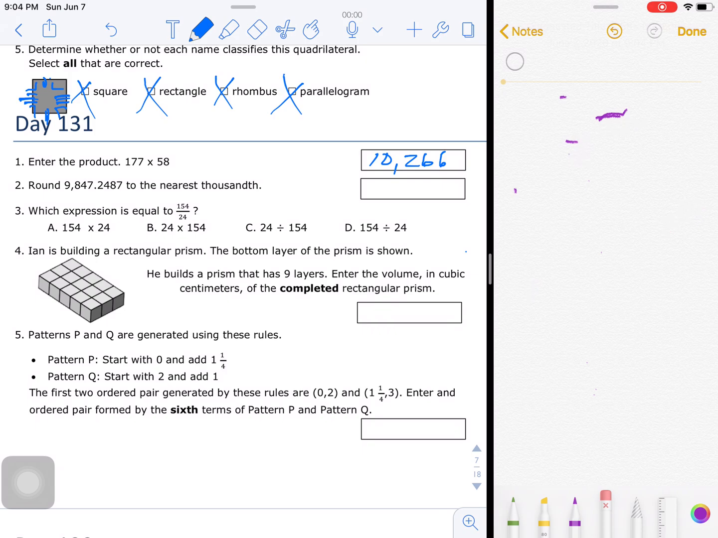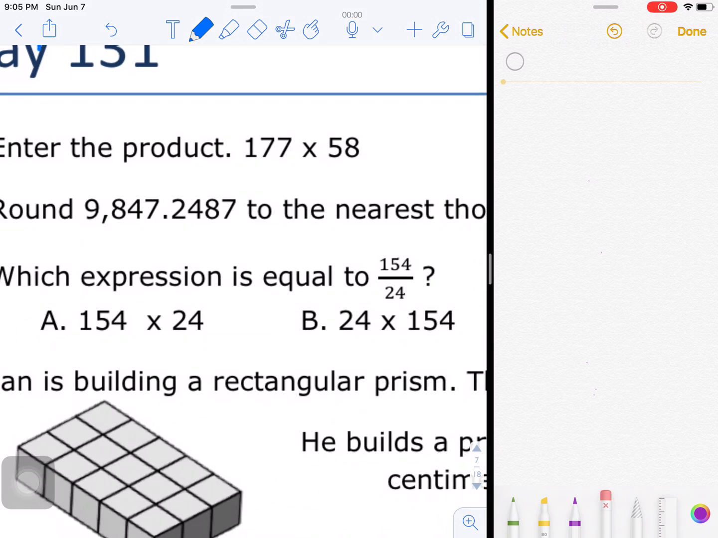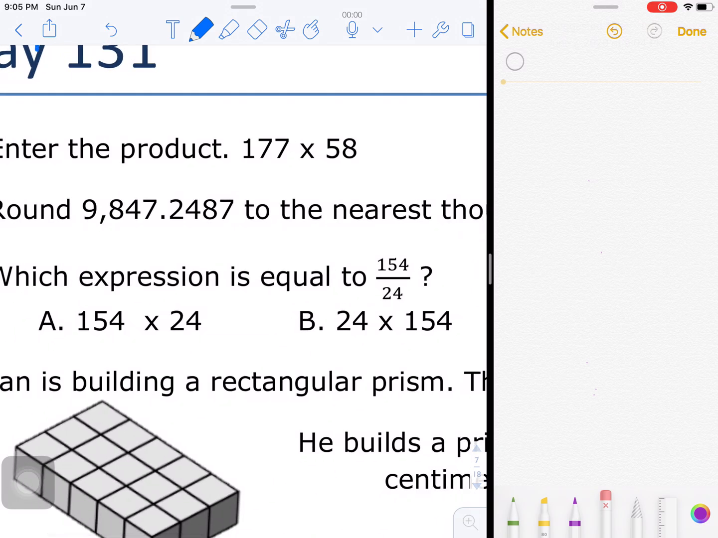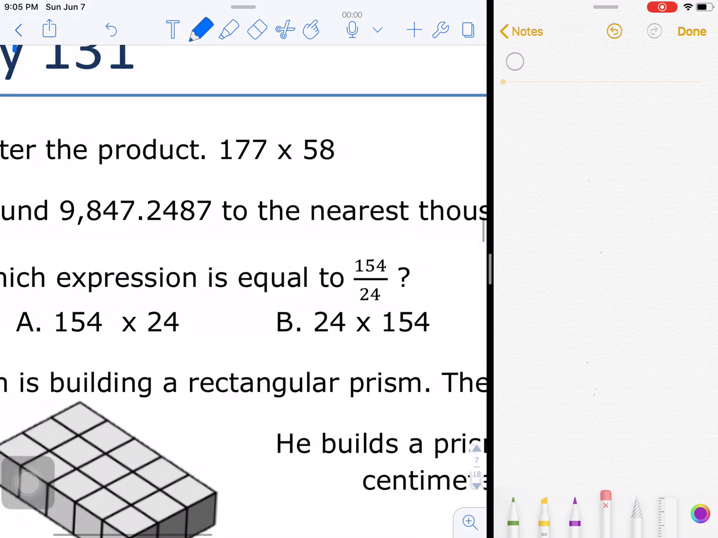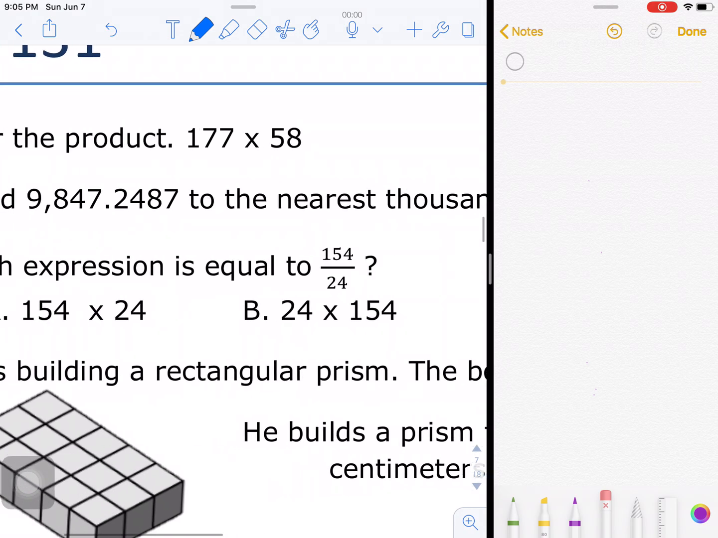Problem number 2, round 9,847 and 2,487 ten-thousandths to the nearest thousandth. So here's the thousandths place, right? The thousandth place is right here.